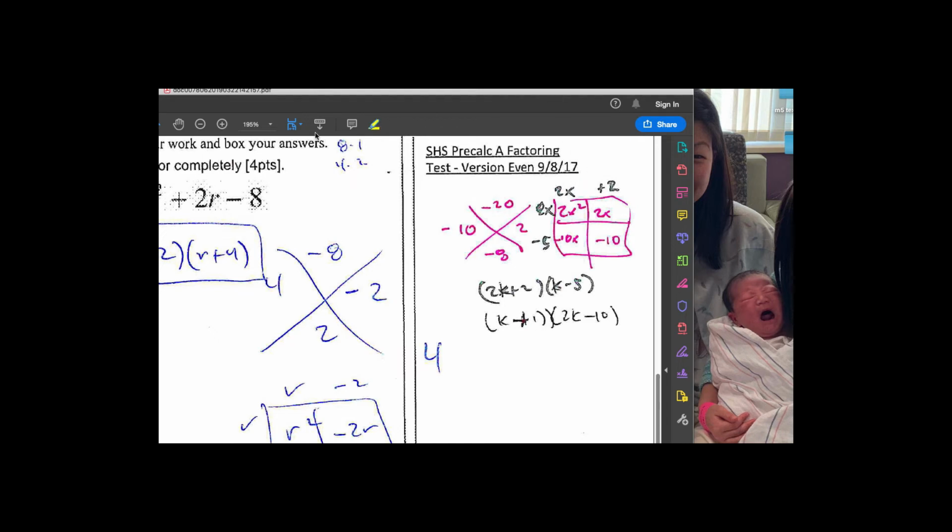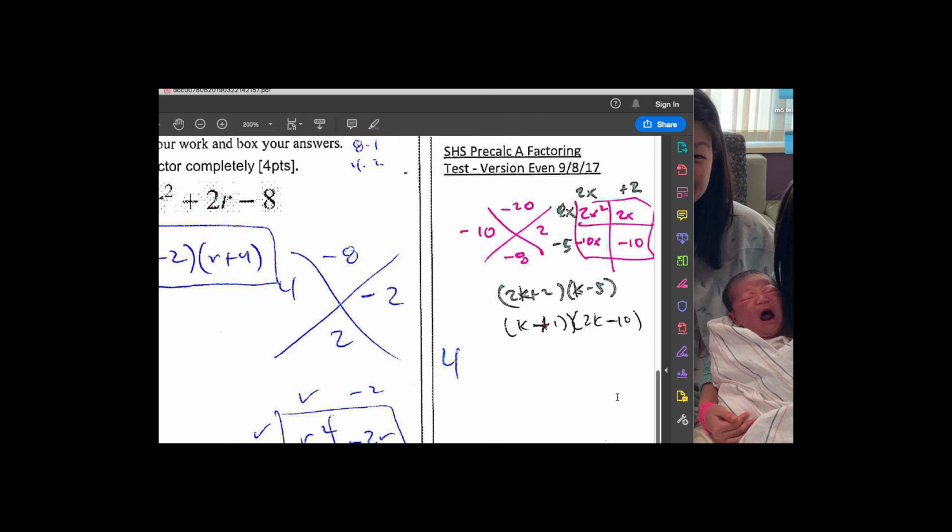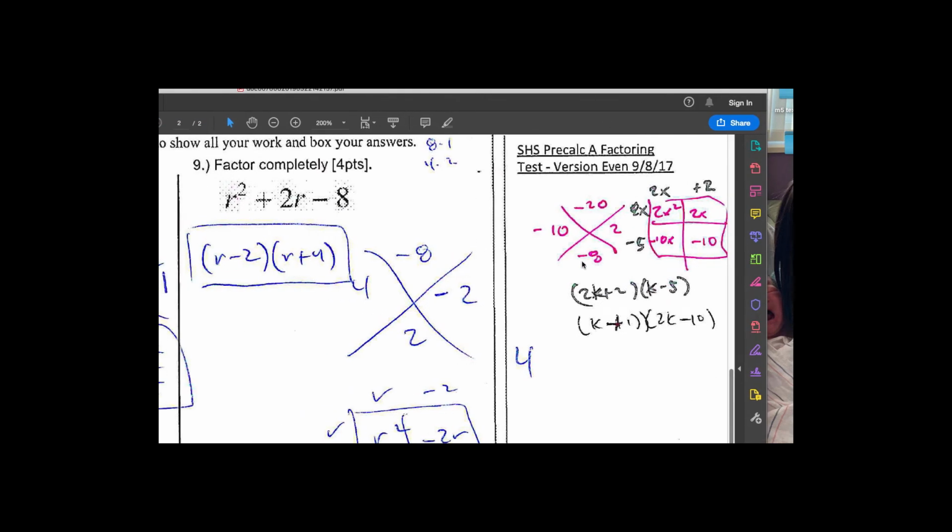And then, let's see if I can zoom in. 2x squared there, and your C value is negative 10, so then your greatest common factor going in this direction would be a 2x. And this direction is just an x. And the reason why is because 2x times negative 5 gives you negative 10x. You couldn't put a minus 10 there. And then over here, that would be a 2, because 2 times x gives you 2x, and 2 times negative 5 gives you negative 10. So then my factors are going to be 2k plus 2, and then k minus 5, and then you can just factor out that 2.